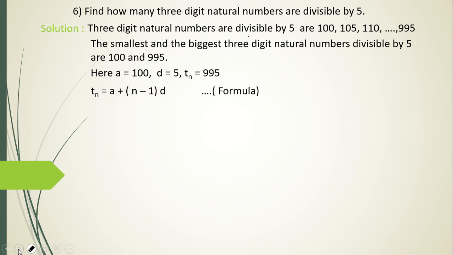Now use the formula, substitute the values, and see what answer we are getting. T of N is 995, which equals A, 100, plus N minus 1 into D, which is 5. Now this 100 will go to that side and become minus, 995 minus 100. Okay, what I have done is I have just rearranged a little. This part I have taken to that side, because generally N is what we have to find, so I am keeping it on the left. See, I'll just show you what is done there.